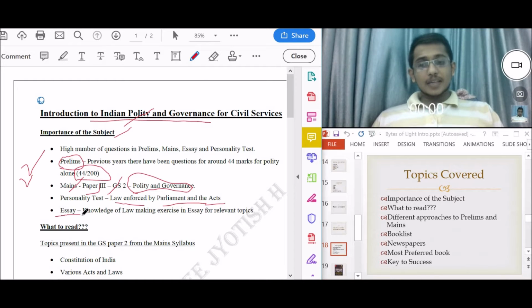And in essays, in contemporary and relevant topics, as we are a democratic country, everything is decided through the consensus of parliament, so we'll have to have the knowledge of lawmaking exercise and of the constitution for writing effective answers in the essays. So that was about the importance of the subject. Now let's see what is to be read.